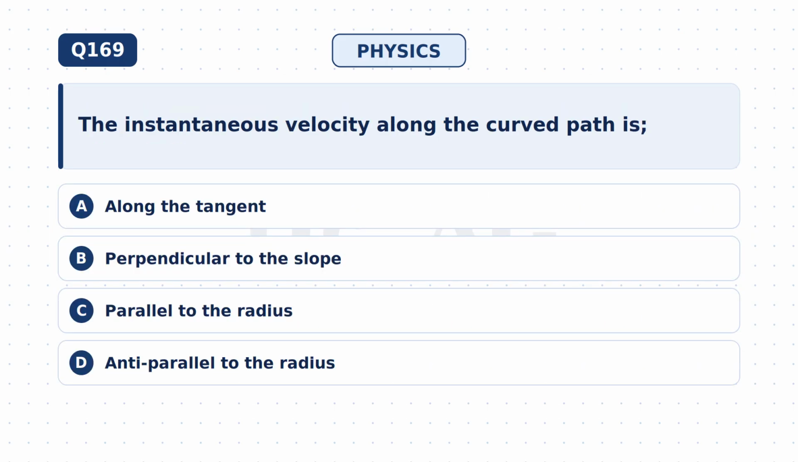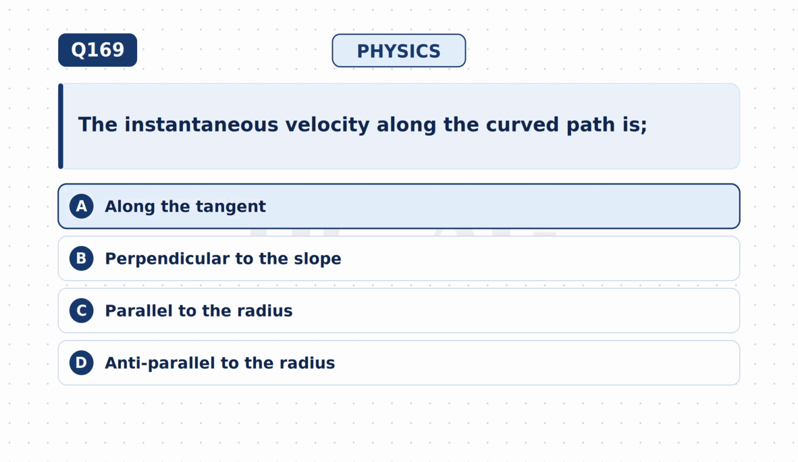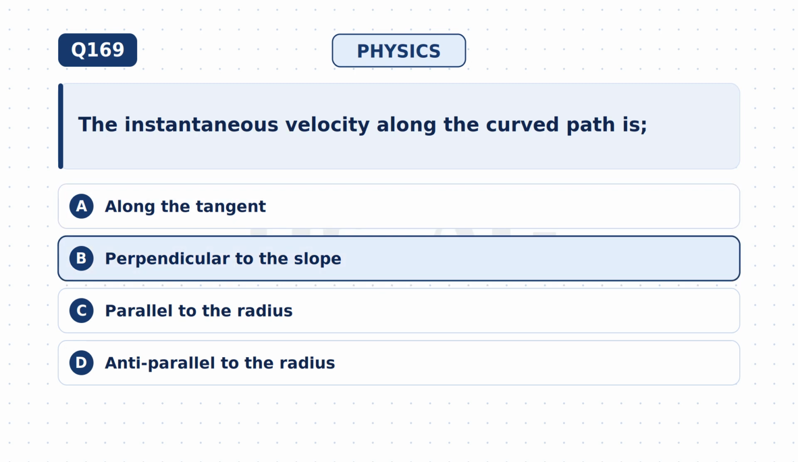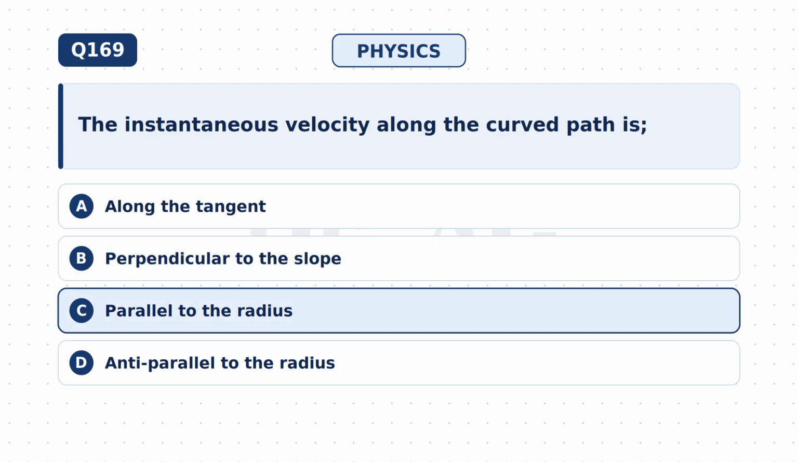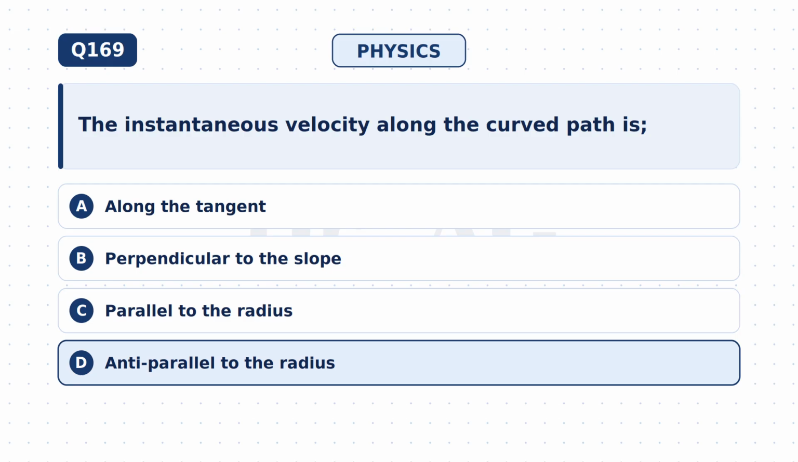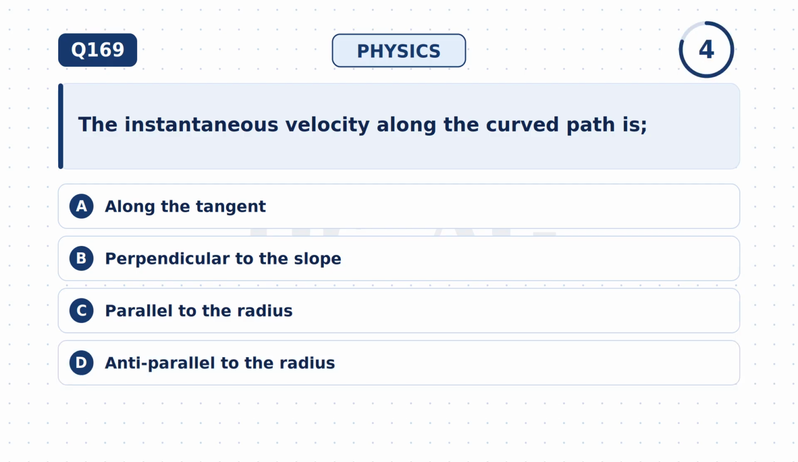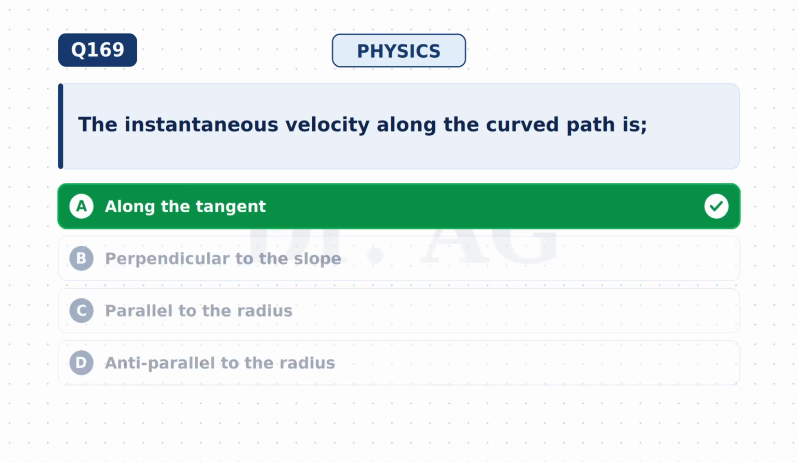Question 169. The instantaneous velocity along the curved path is. Option A, along the tangent. Option B, perpendicular to the slope. Option C, parallel to the radius. Option D, anti-parallel to the radius. The correct answer is A, along the tangent.